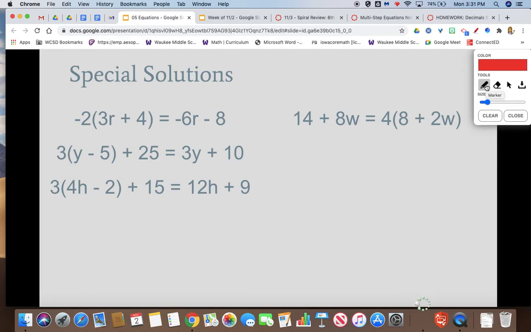Start like you would with any other equation by using distributive property. I'm going to take my 4 and multiply it by both of the pieces inside the parentheses. 4 times 8 gives us 32. 4 times 2w gives us 8w. On my left, I still had 14 plus 8w.